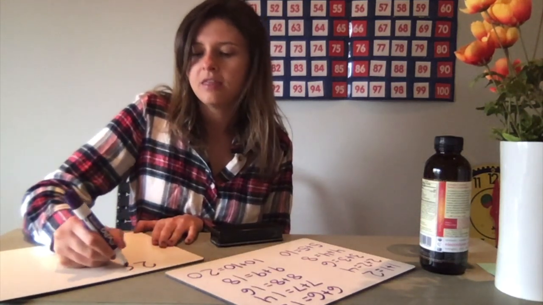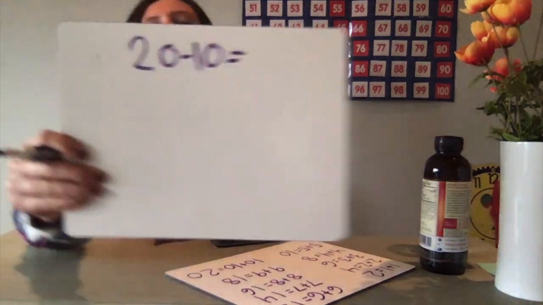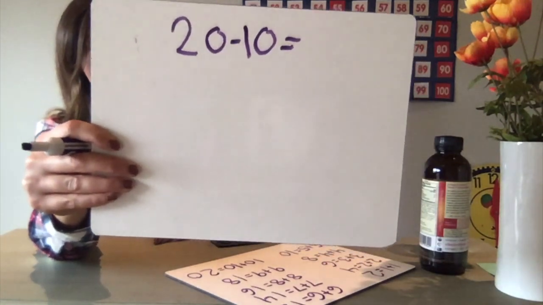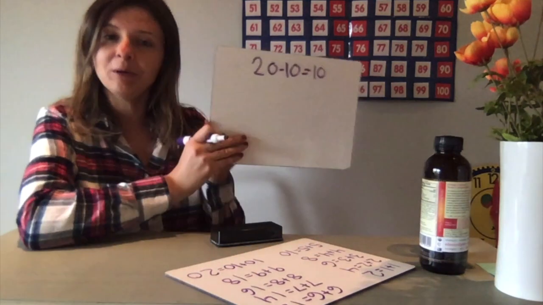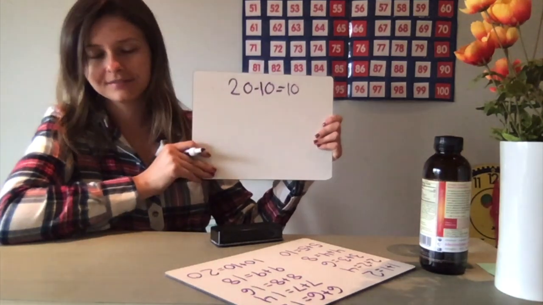So it's good to practice doing those doubles facts because it's going to really help us when we're doing subtraction problems. For example, if we know that 10 plus 10 is 20, then if I ask you, what is 20 minus 10, what would your answer be? It would be 10, because 10 plus 10 is 20.